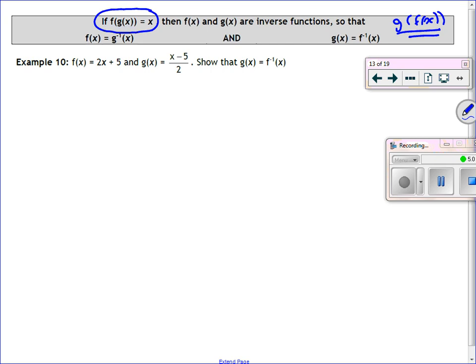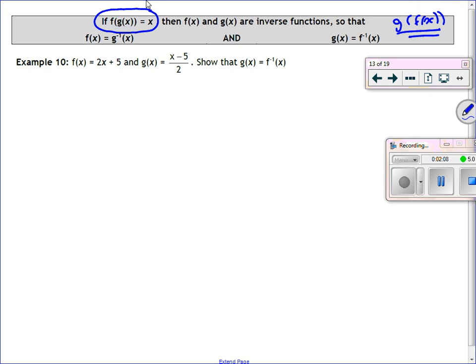Example 10 here, you might recognise example 10. Example 10 is very similar to example 9a that we did in the previous set of examples. In example 9a, we asked you to find the inverse function for f of x is equal to 2x plus 5. And lo and behold, we got g of x is equal to x minus 5 all over 2. Or in the example it said f to the minus 1 of x. But let's actually prove that g of x is in fact the inverse of it.